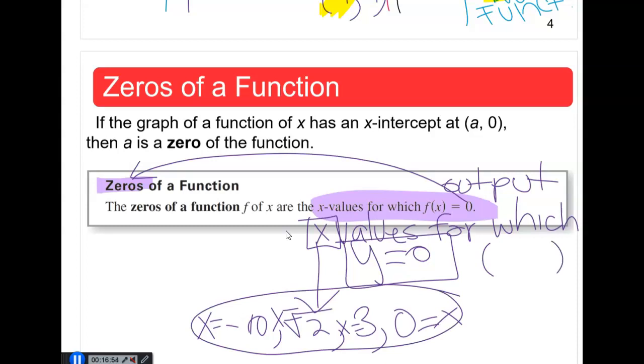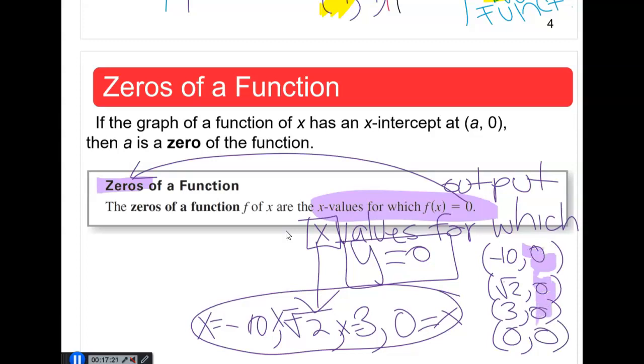Now, based on that, with all these examples that I wrote here, I'm going to write them as ordered pairs. So it will be (-10, 0). I could have negative... no, it was actually positive (√2, 0). And then here I will have (3, 0). And then here I will have (0, 0). So remember, we call them the zeros of the function because the y value is equal to 0.